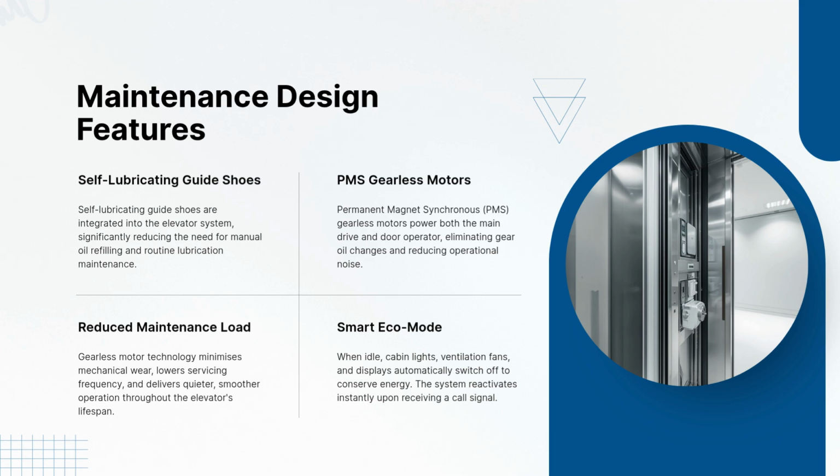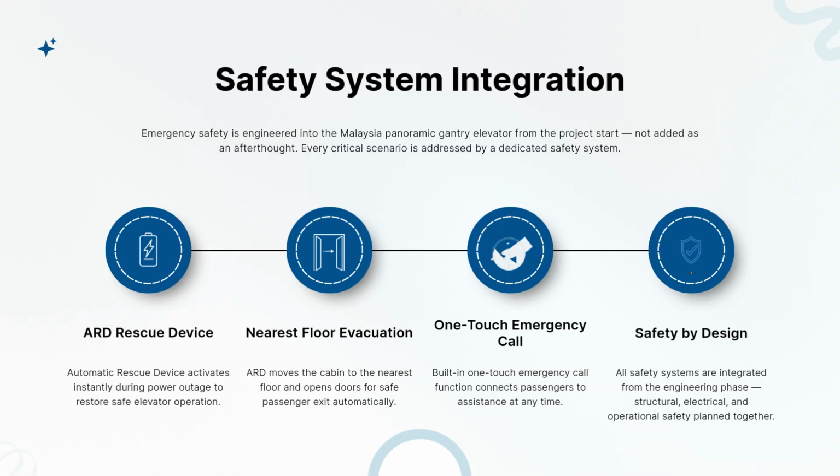Maintenance design. The project also focused on reducing maintenance effort. The elevator used self-lubricating guide shoes, which reduced the need for manual oil refilling. It also used permanent magnet synchronous gearless motors for both the main drive and the door operator. Gearless motors reduce the need for gear oil changes and can support quieter operation. For a villa elevator, this matters because the elevator is close to daily living areas.